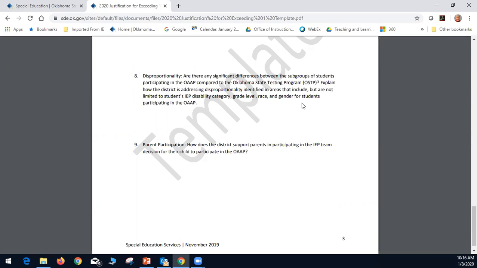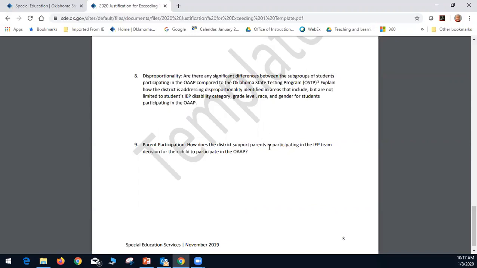But again, it's important to look at your general population of students and then your OAP population of students and see if there are disproportionate groups or subgroups of students represented in the OAP compared to the OSTP. That's something a district can be aware of. Maybe the definition of disproportionality isn't met based on the numbers in the formula, but it is something the district is aware of and working towards, in terms of equity for all students.